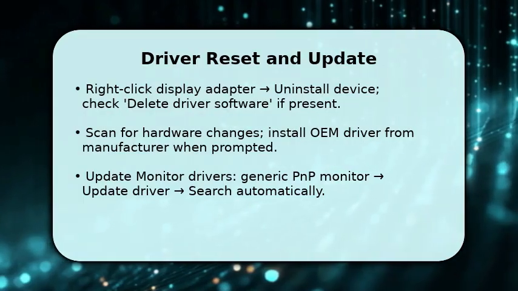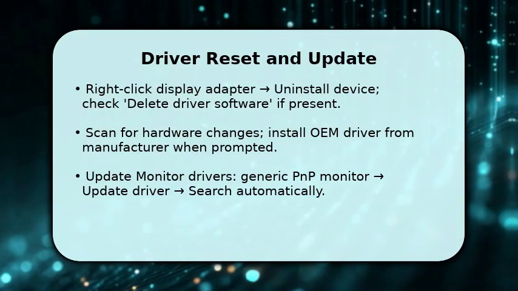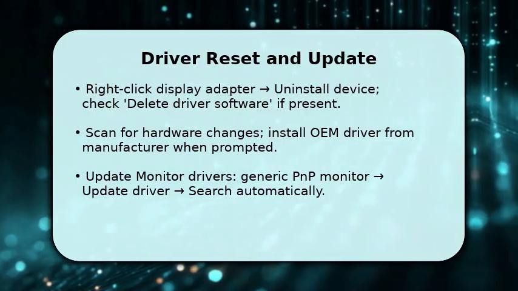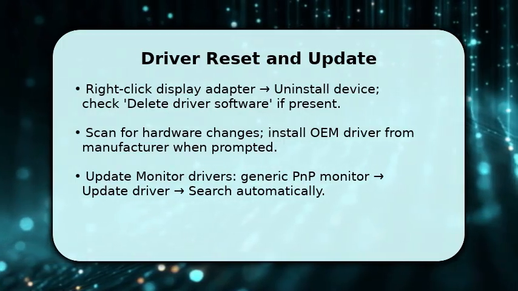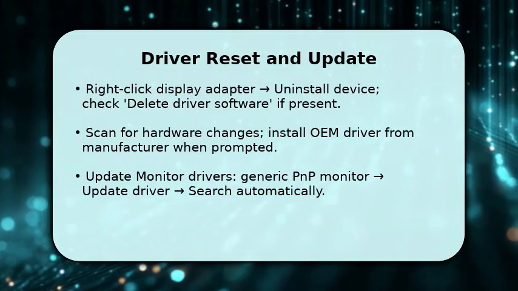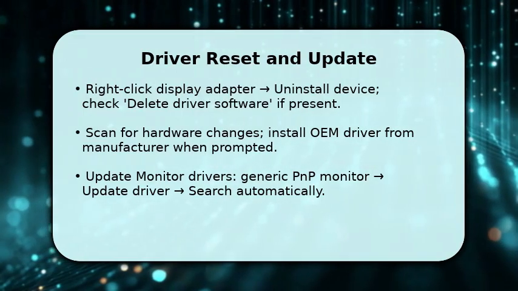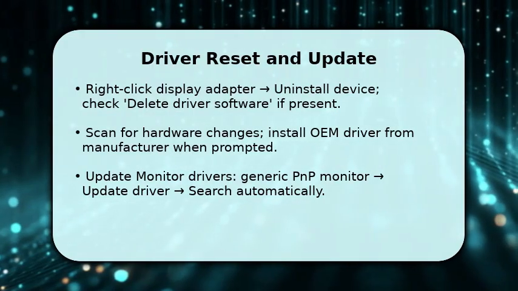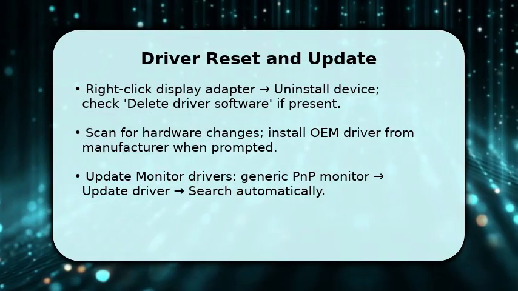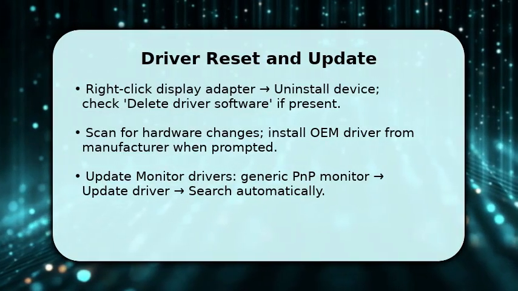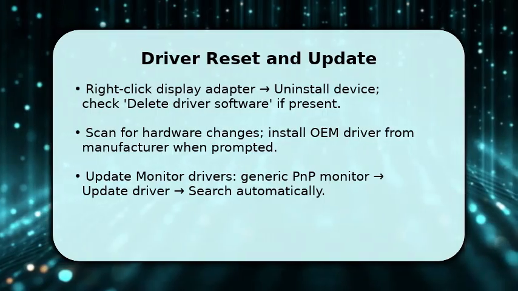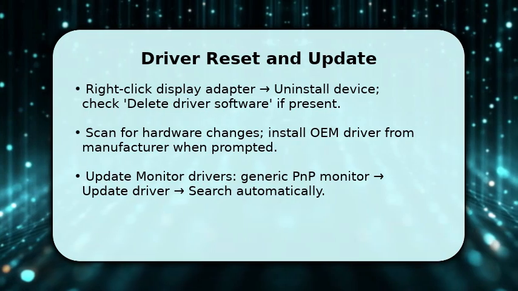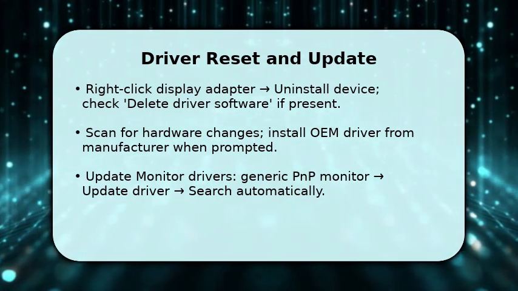Uninstall the display adapter from Device Manager, and when offered, remove the driver software so Windows can't reuse a faulty package. Once removed, use Action, right arrow, scan for hardware changes to let Windows detect and reinstall. Make sure you then install the OEM display driver from the manufacturer rather than generic updates. This restores vendor-specific brightness controls. Finally, update the generic PNP monitor entry so the monitor and GPU talk correctly about brightness.